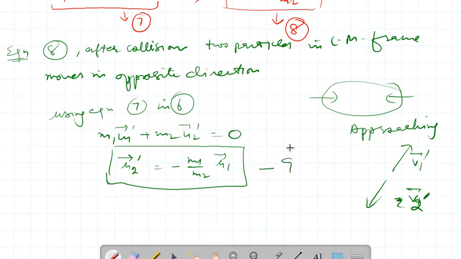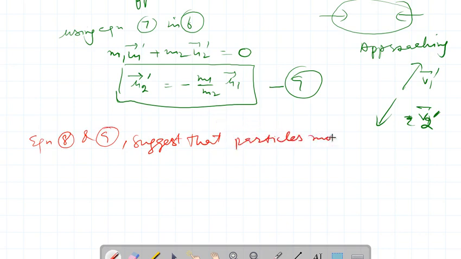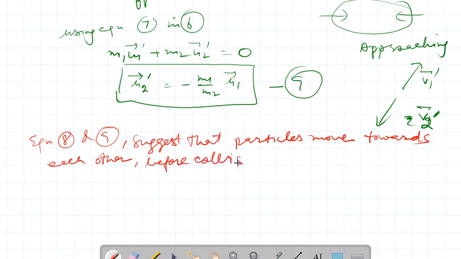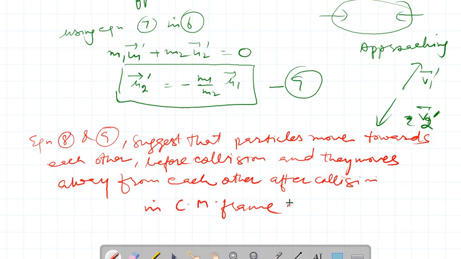So that means equations 8 and 9 suggest that particles move towards each other before collision and they move away from each other after collision, in the center of mass frame, right? These are the two things which we are getting out of it.